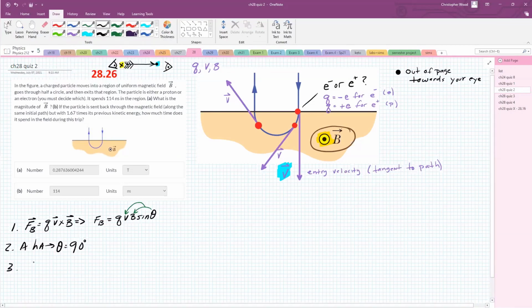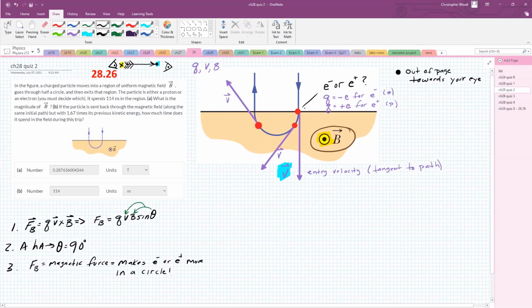All right. F sub B is the magnetic force acting on this proton or an electron. And you know what this magnetic force is doing? It makes the electron or proton, whichever it is, move in a circle. In this case, a semicircle. I'm just going to leave circle.